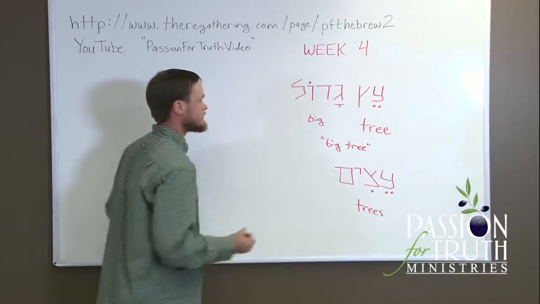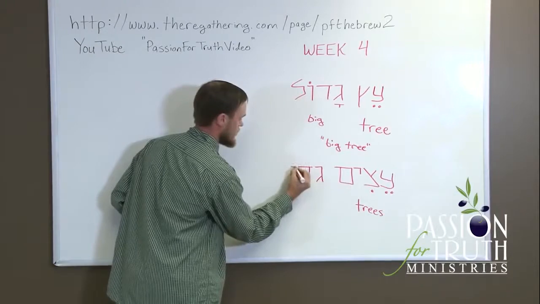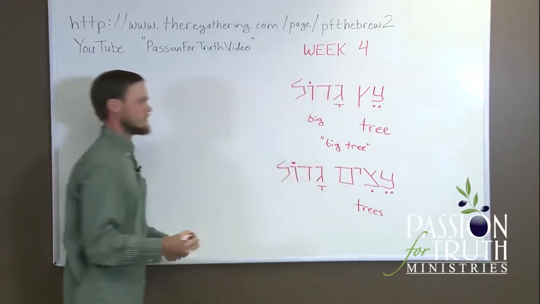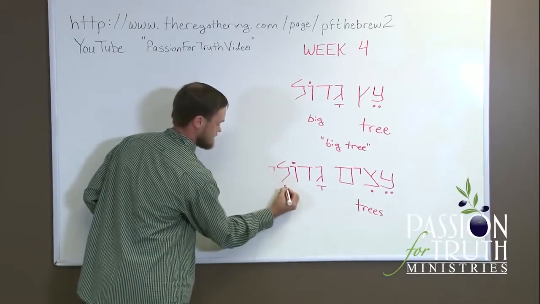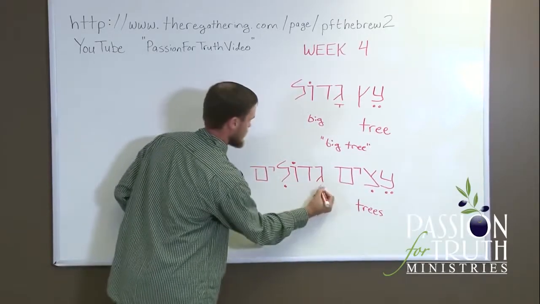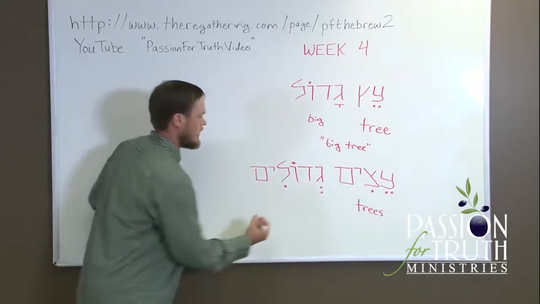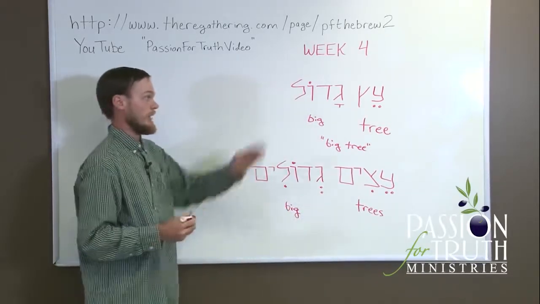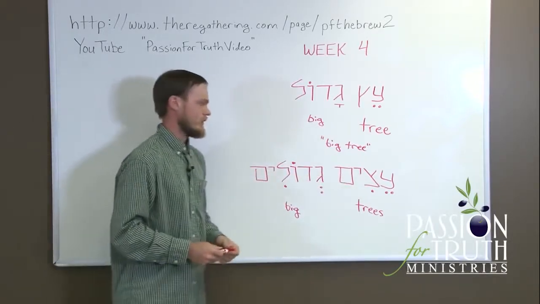For eitzim, we can't say eitzim gadol, because gadol is singular. So to make it plural, we do the same thing that we do to make nouns plural. Im. And again, this has a vowel change. Don't worry about that. The ending is what's important. Eitzim gedolim, big trees. So eitz gadol, eitzim gedolim. All right?